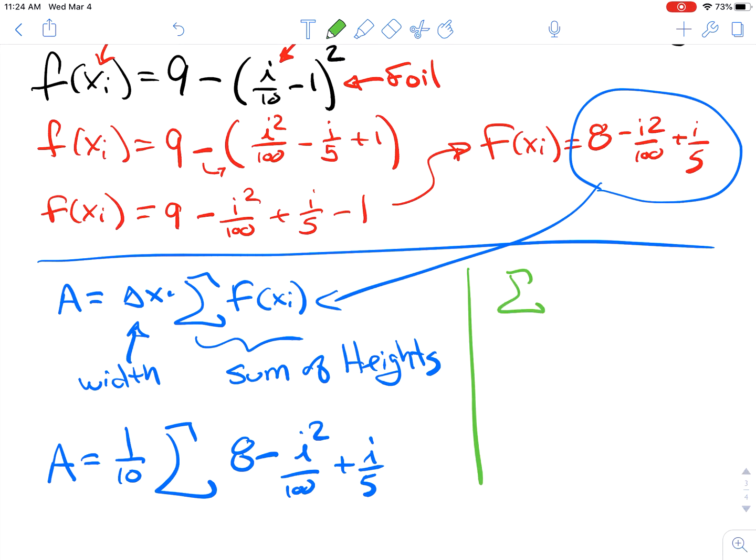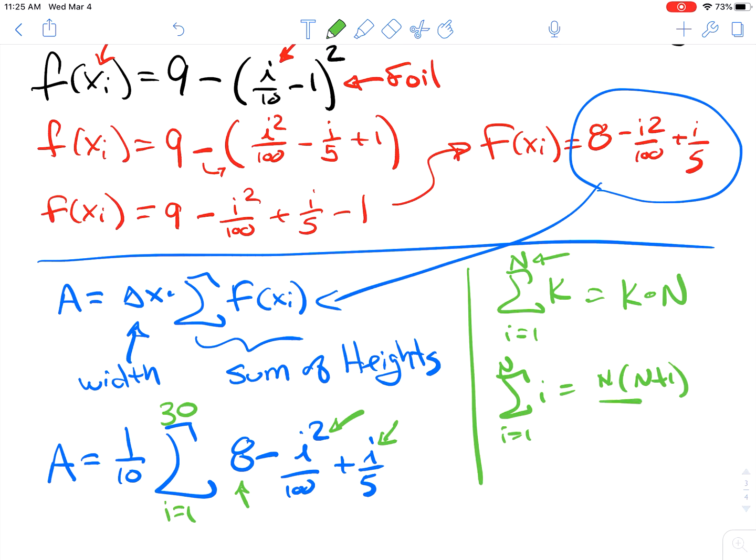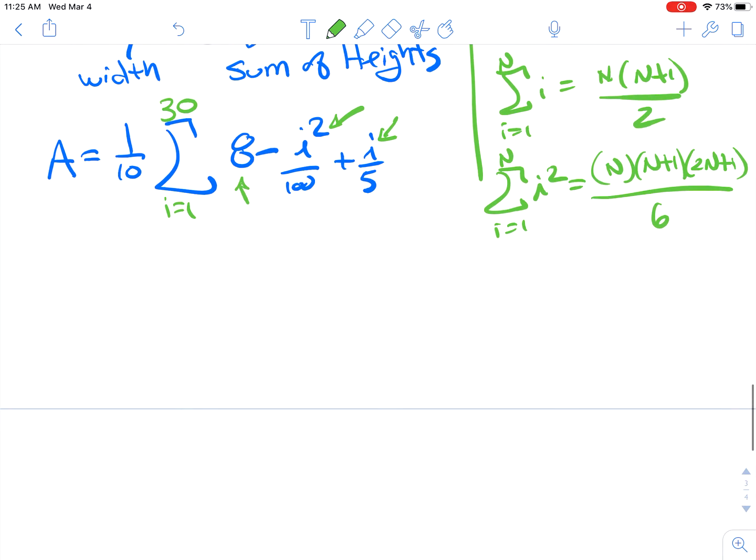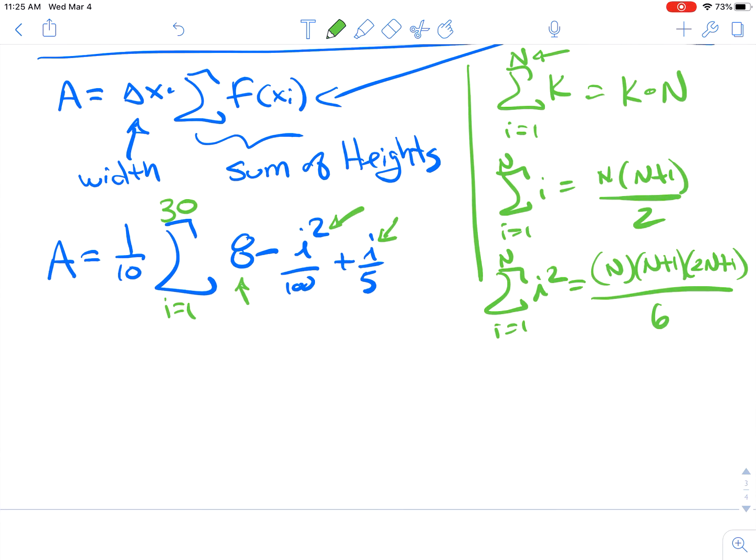Recall our summation formulas. If we had a constant, then we can replace the summation with the constant times the upper bound of the summation. We are doing from i equals 1 to 30 rectangles. So our constant would simply be 8 times 30. Our i squared and our i's will have their own formulas. And we're going to use each of these formulas to rewrite this summation.